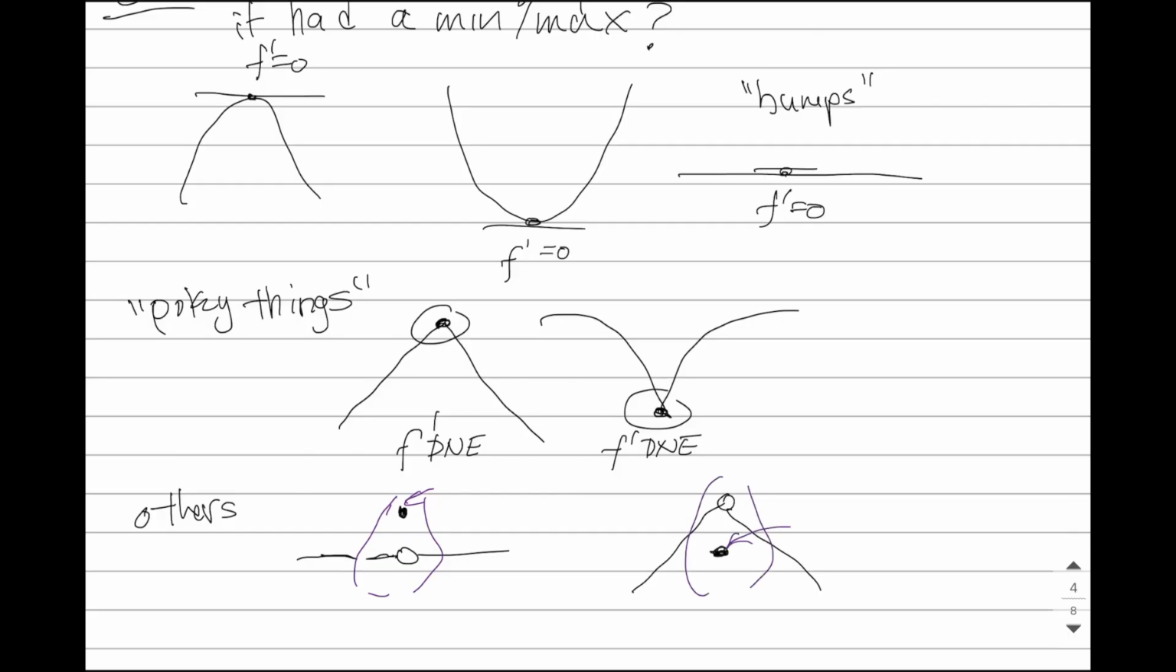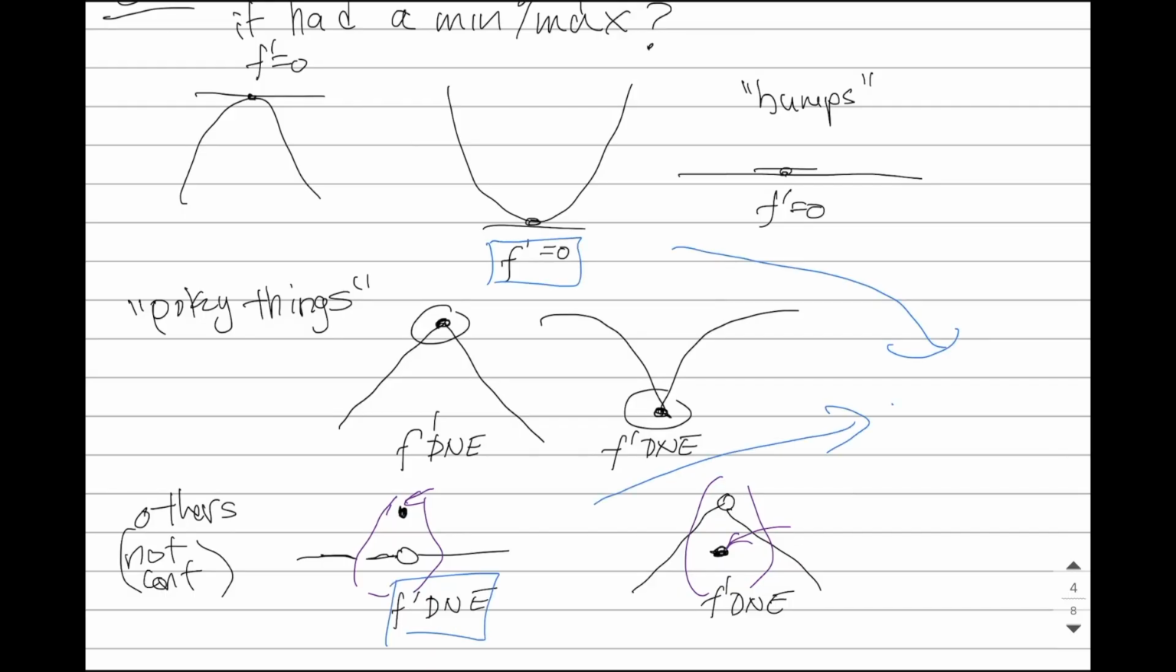Now, in each of these situations, the graphs are not continuous. And if the graphs are not continuous, that means the derivative can't exist. If you are not continuous, you are not differentiable. It seems like at a max or a minimum, the derivative is 0 or the derivative doesn't exist. It's kind of hard to think of other situations.